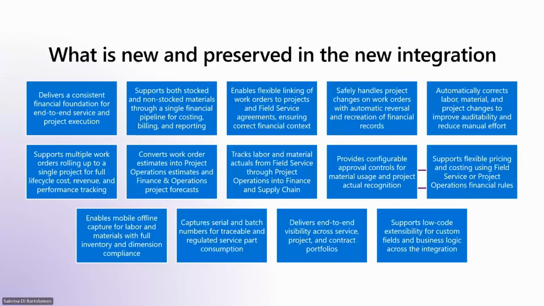Work orders can be flexibly linked to projects or agreements so that the current financial context, dimensions, and billing rules are applied automatically. Also, when changes happen, whether to labor, materials, or project scope, the system handles them through automatic reversals and recreation of financial records. In the new integration, we can associate multiple work orders that can roll into a single project, enabling full lifecycle tracking of cost, revenue, and performance.